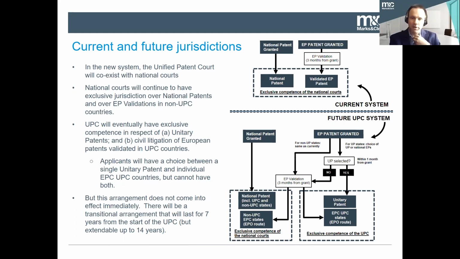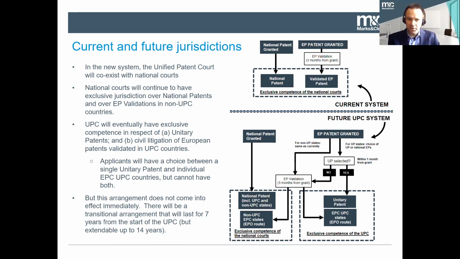Now, this is about to change. 7 years or 14 years, depending on the extension, after the UPCA has come into force, the UPC will have exclusive jurisdiction not only over unitary patents. I guess that is almost self-explanatory, but also over your national validations of European patents in UPC member states. That's a super important point to note.